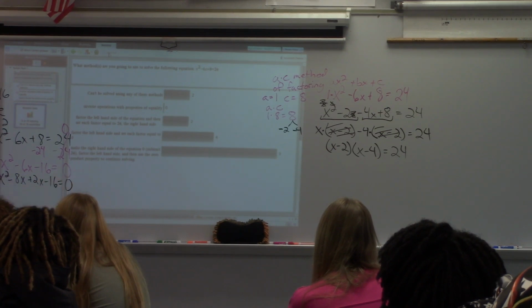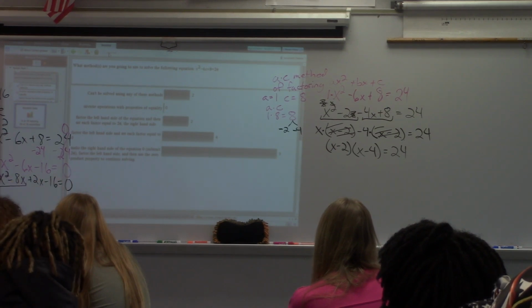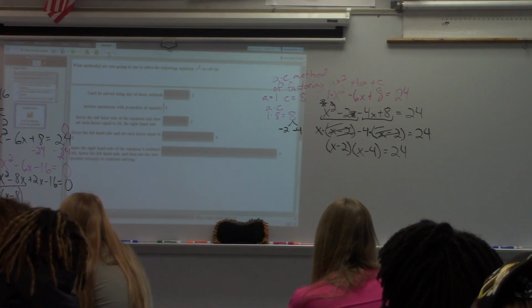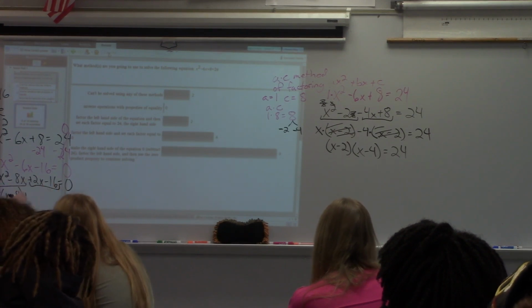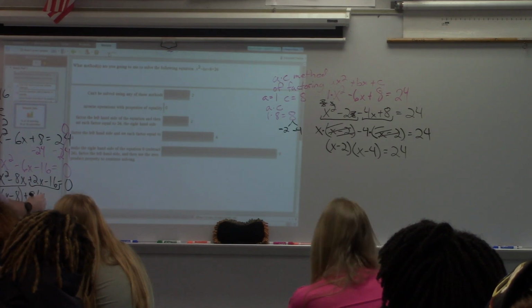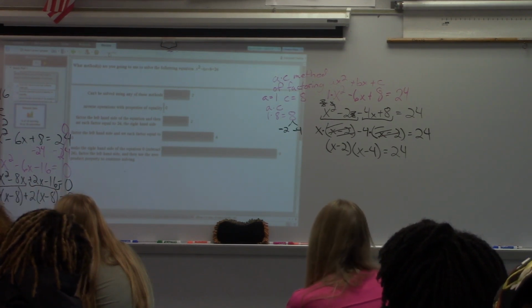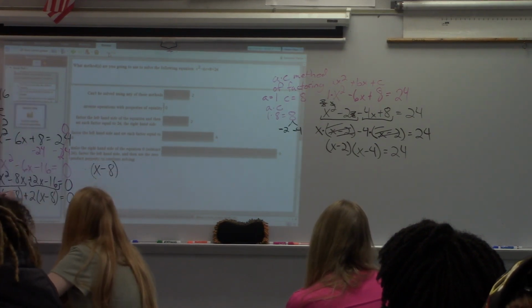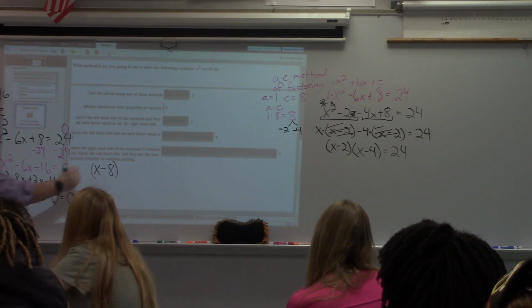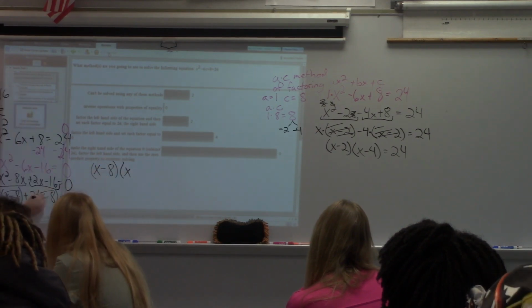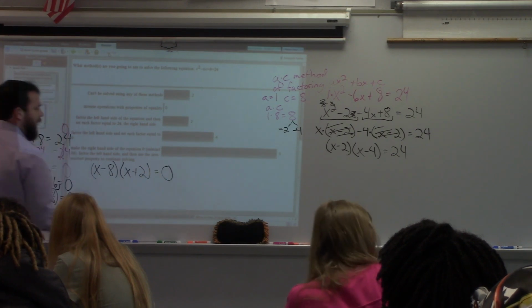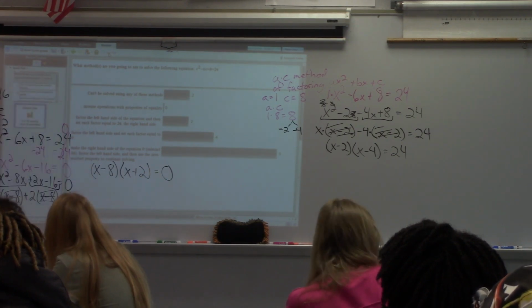When you get comfortable with this, this starts to move real fast. First two have an x in common. Factor that out and I'm left with x minus 8. Second two have a 2 in common. I'm left with x minus 8. Now both have an x minus 8 and I'm left with x and plus 2. Now I can use my zero product property.